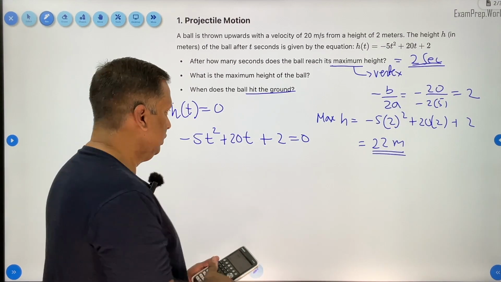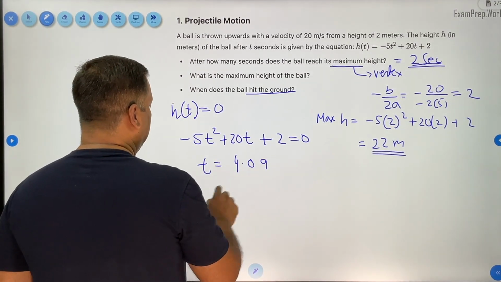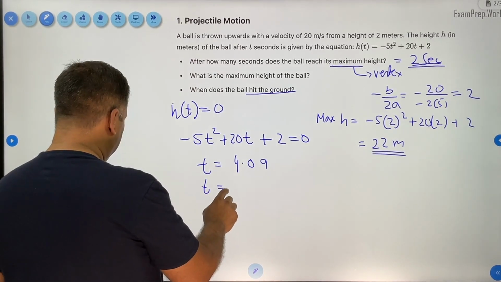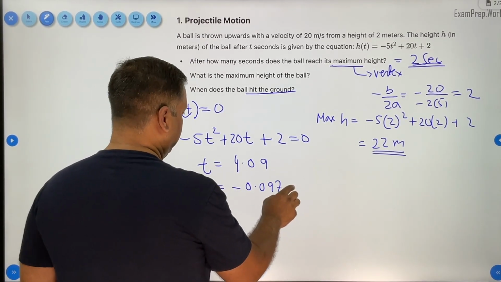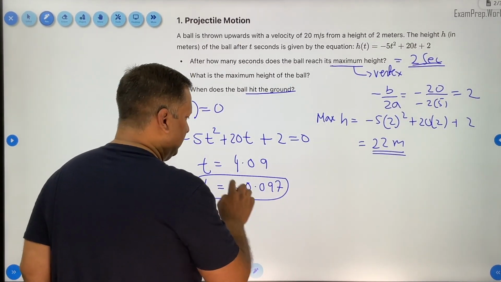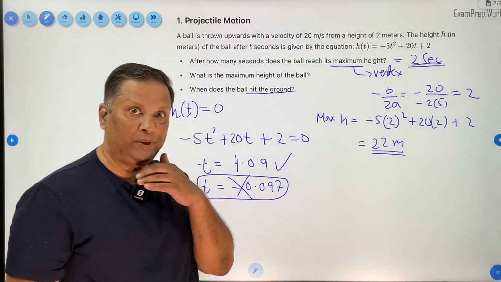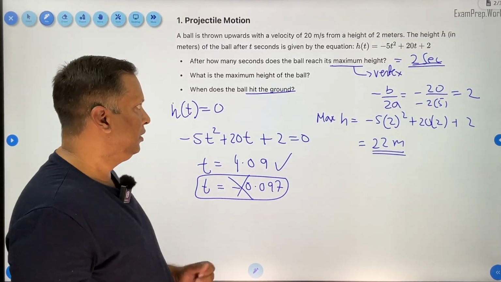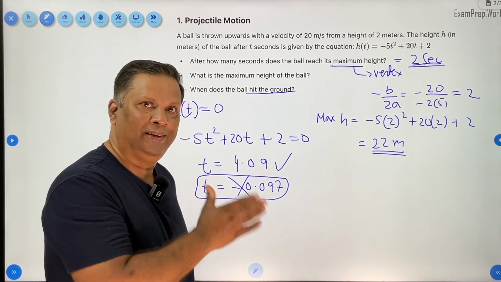I am getting 4.09 seconds. I get two values of t, 4.09, and another value of t which I get is minus 0.097. Because time cannot be negative, I omit this and take 4.09 as our answer, because time is always a positive thing. Okay, done this question. So pause, understand and copy.